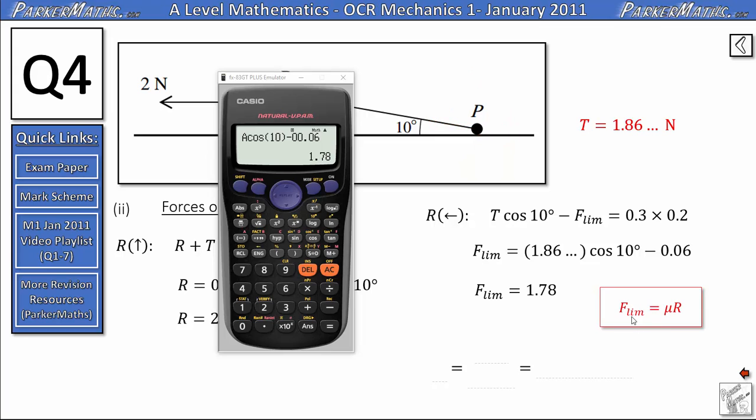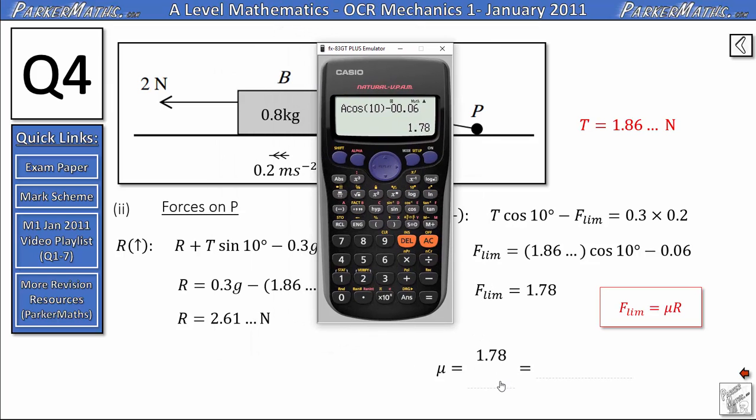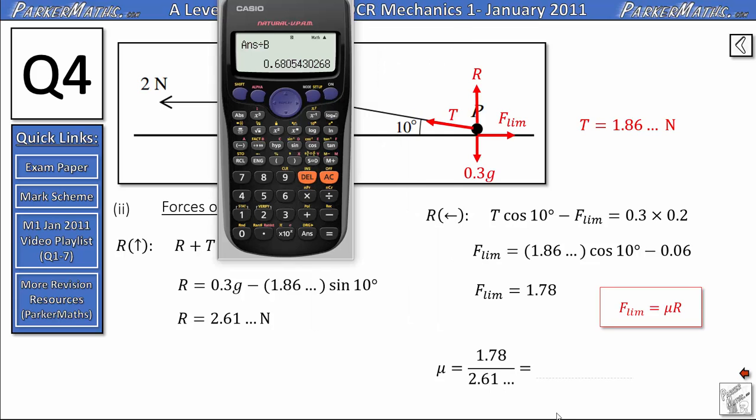Finally, using the fact that limiting friction is equal to the coefficient of friction times the normal contact force, rearranging we get mu equals Flim, which is 1.78, divided by R, which is 2.61. I've got the 1.78 in my calculator. R is stored as B, so I can do this divided by B. And that gives me 0.681 if I round to 3 significant figures.